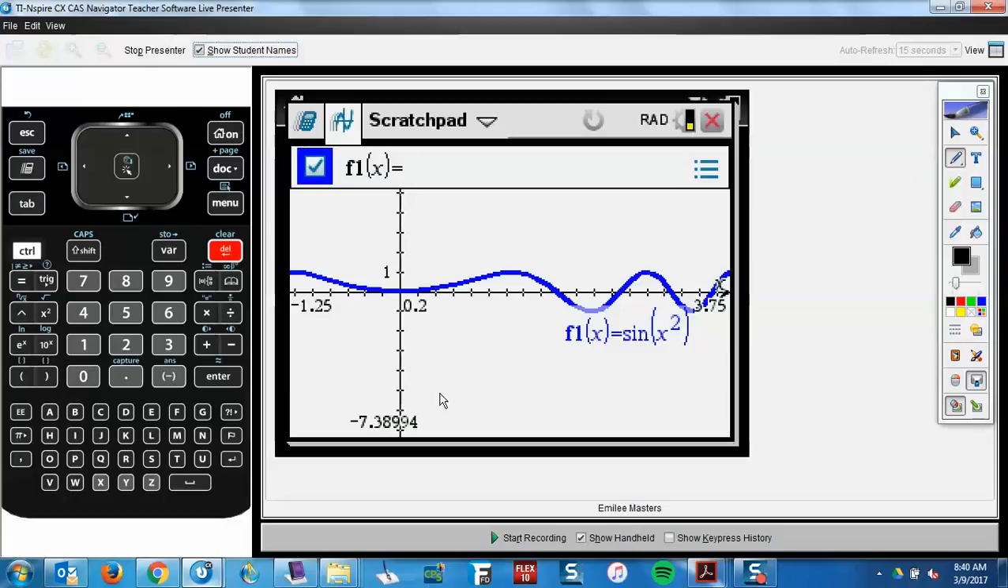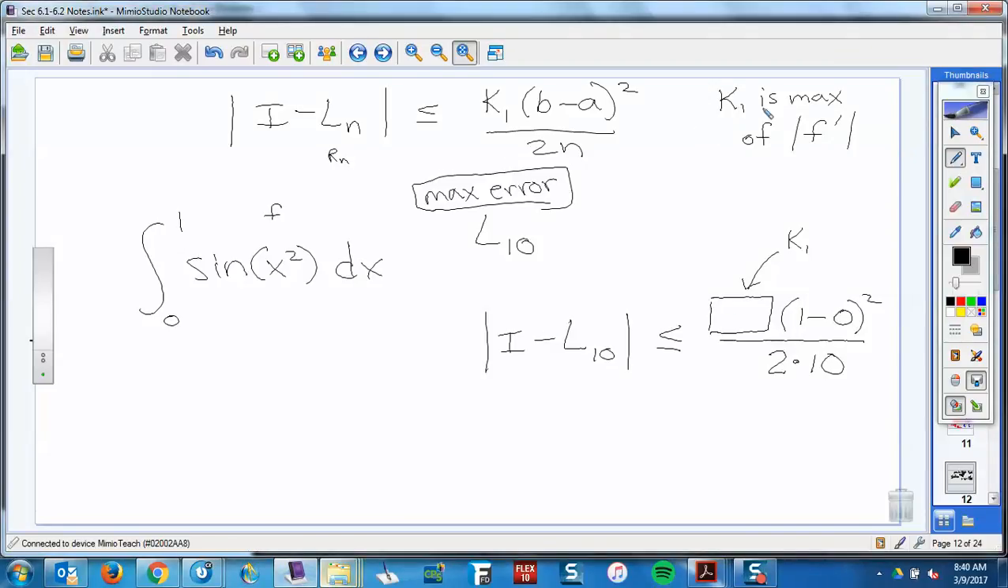What do you think? Don't overthink it. It's not that hard. So just do our max. It's not for sine of x squared. No, I don't want the max of sine of x squared. What do I want the max of? Well, do the derivative. I would do that on a calculator page. You've got to understand it. K1 is the max of the absolute value of f prime. So the first thing we need is f prime.